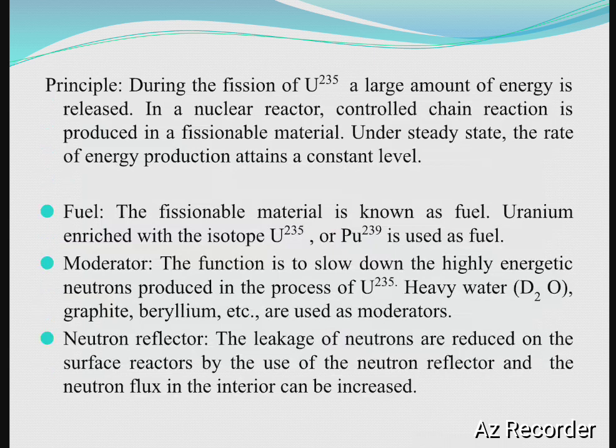The third element is the neutron reflector. The leakage of neutrons from the surface of the reactor is reduced by the use of the neutron reflector, and the neutron flux in the interior can be increased.